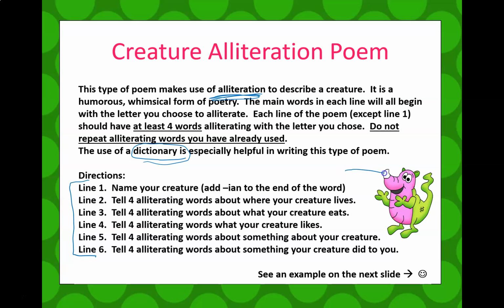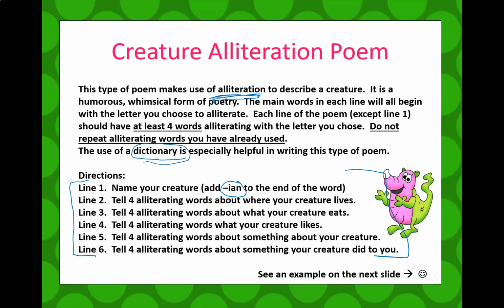But this is kind of the outline, I guess you could say, of the poem that you're going to write, and it'll help you, and it's going to sound really funny. So basically line 1's pretty easy. It wants you to name your creature, and then you add the word IAN to the end of it. If that doesn't work for you, that's fine. It's just meant to be, you'll see, you're going to kind of turn something else into your new creature.